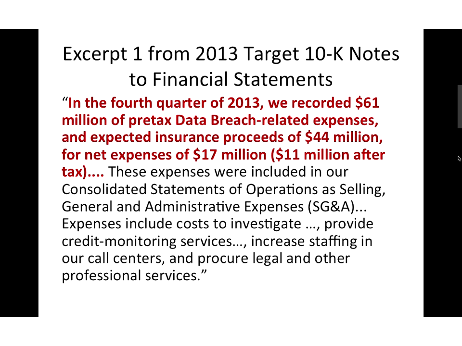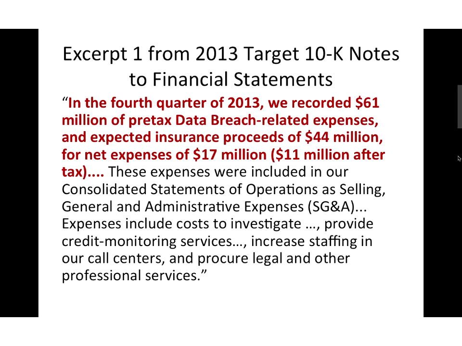So what I've got here is excerpt 1 from their 10-K notes. It tells us: in fourth quarter 2013, we recorded $61 million of data breach related expenses and expected insurance proceeds of $44 million. So what they're saying there is they had data breach expenses of $61 million. Insurance paid them $44 million. So that was a net of $17 million. And then after tax, because they would have saved taxes on that expense, it comes to $11 million. So that was the net effect in 2013.